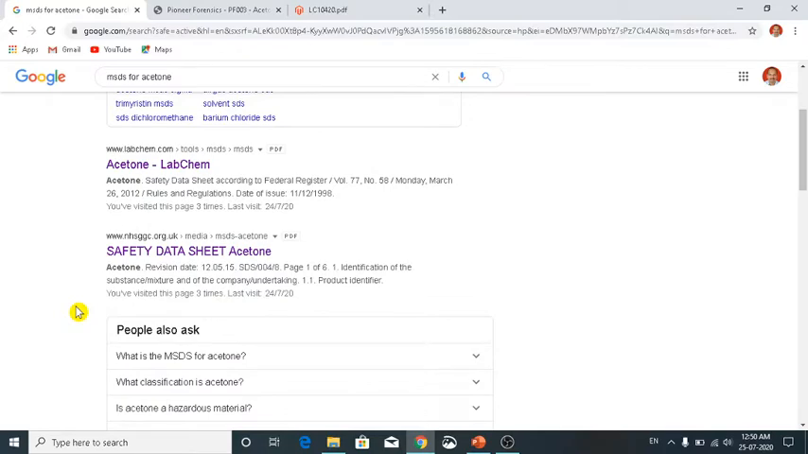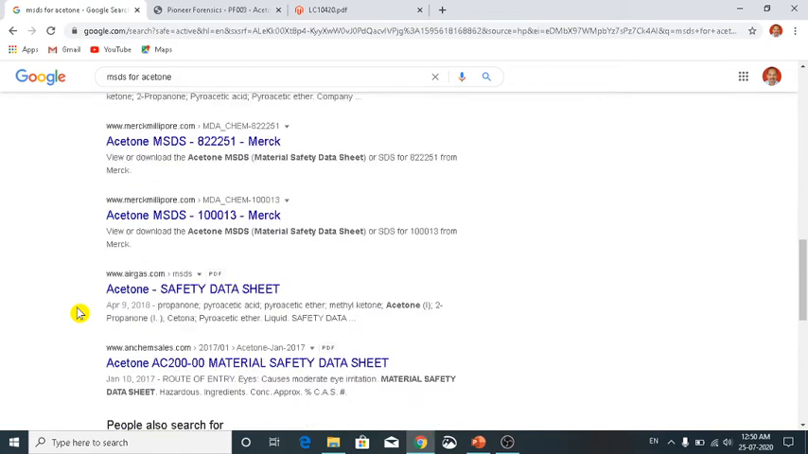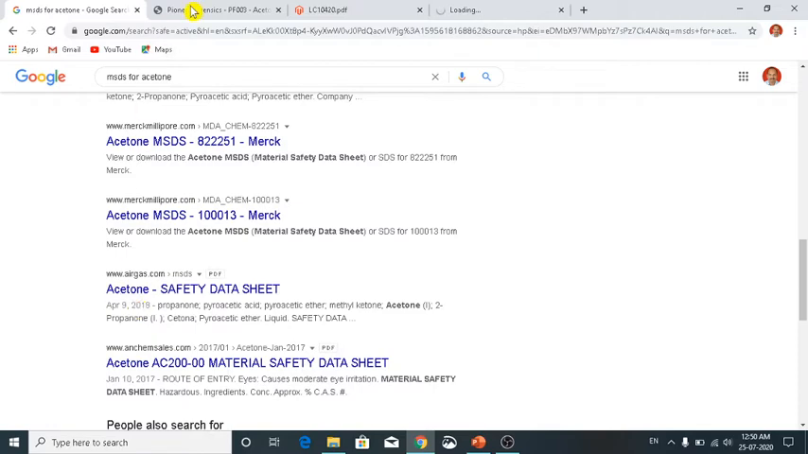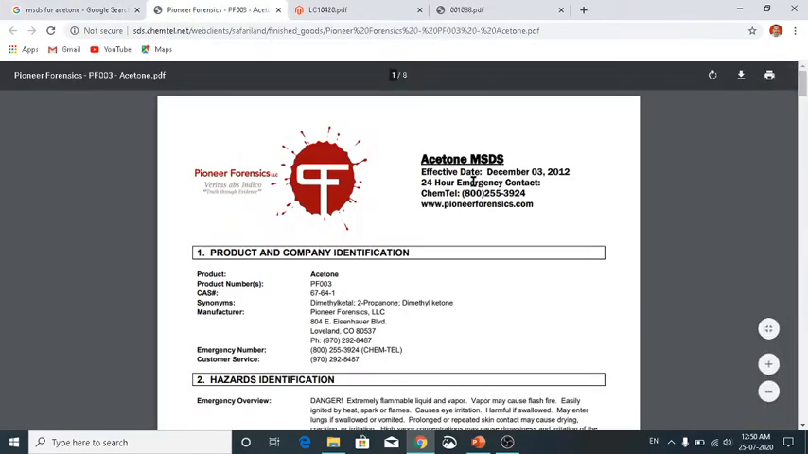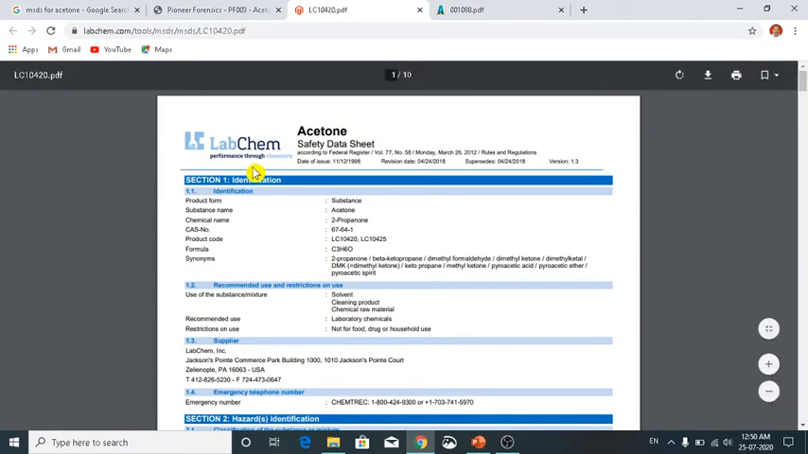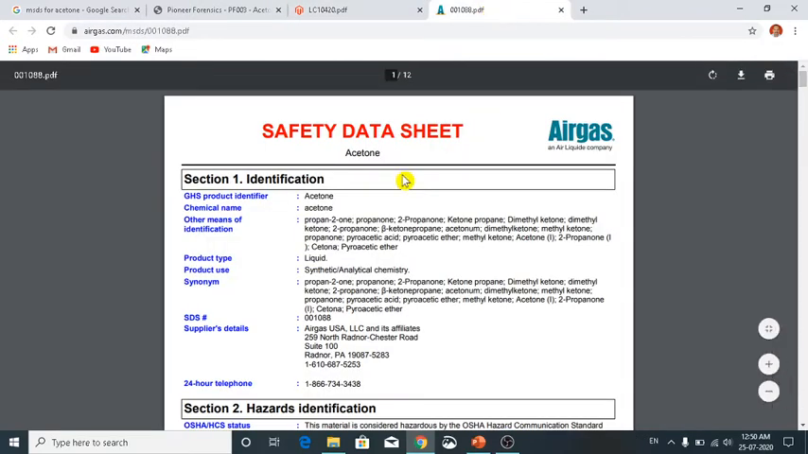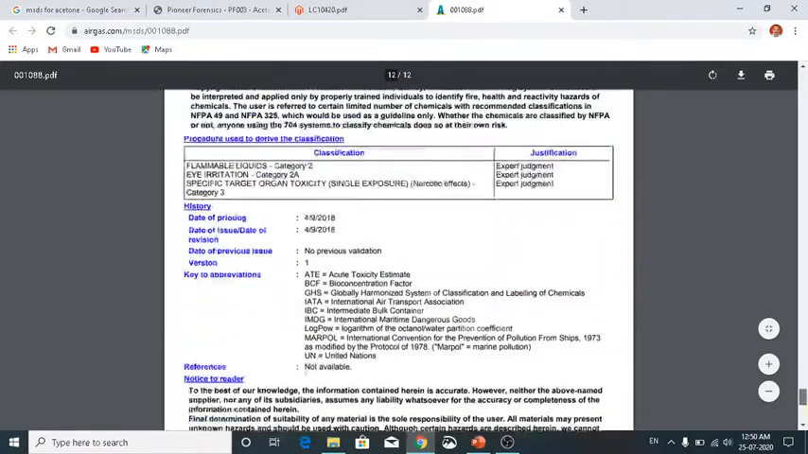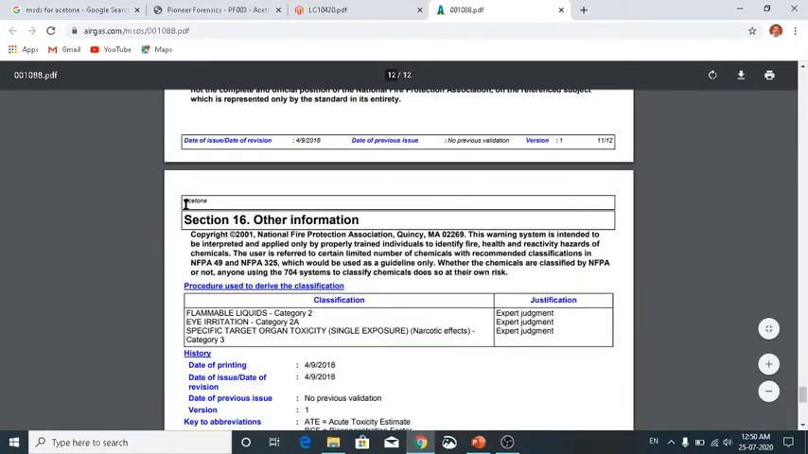Other sites are also there. Several producing companies or manufacturers give the data here. So this is the MSDS provided by this particular company. You can download it, you can print it, you can save it. So this is given by LabChem and this is given by this particular company. When we observe the number of heads, normally all these data sheets contain 16 heads.